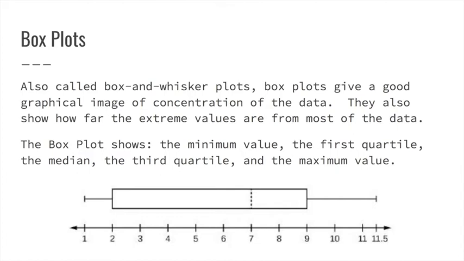So we see that we have a box in the middle, and then we have lines sticking out of the box to the left and to the right. The box represents the range of values from Q1 to Q3. The dotted line that you see inside the box, that's the median, and then the ends of those two whiskers, the lines that stick out of the box, on the left is the minimum, and on the right is the maximum.